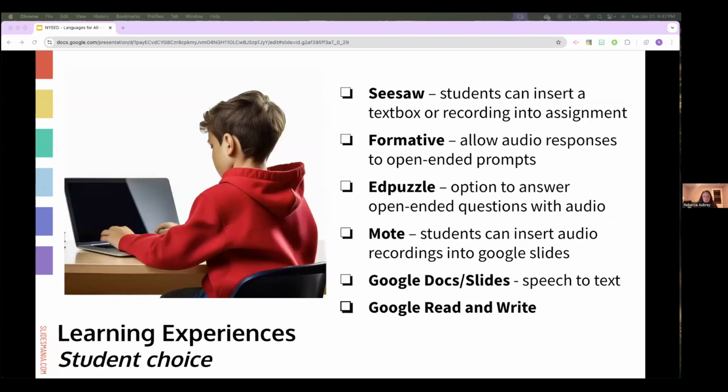Again, a reminder of some of those technology tools that we have that can help us provide students with choice in learning activities. Again, really thinking about what the purpose is and how you can provide lots of choice within that purpose.